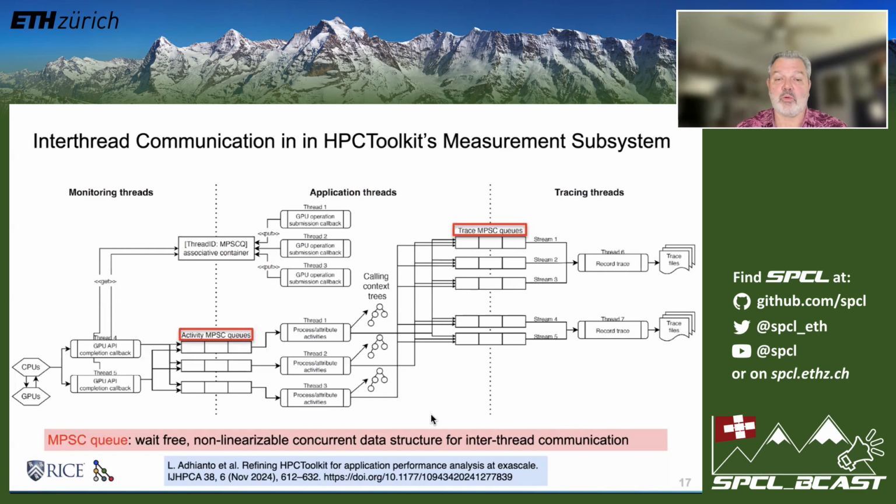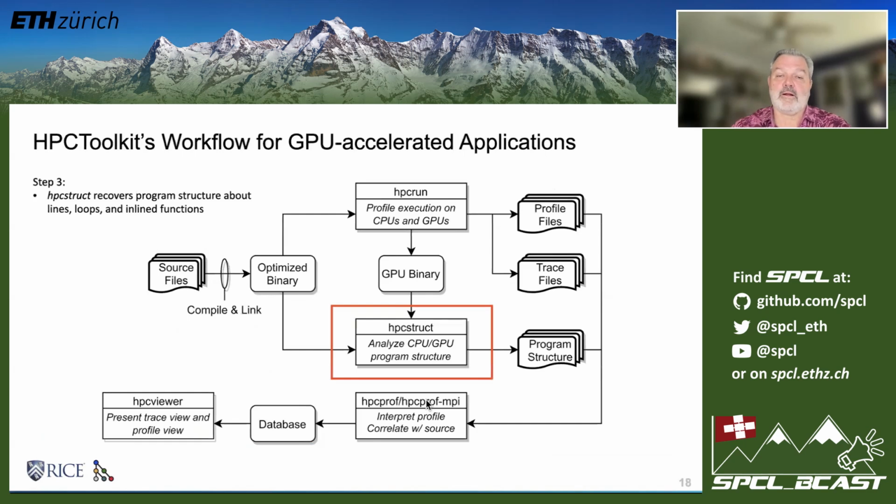This is important because if we were using, say, a locking queue, then we might disturb the execution of the program by locking on data structures inside HPCToolkit. By using highly concurrent data structures, our profiler doesn't get in the way of the execution of the GPU accelerated program. So the second tool in our toolbox is something called HPCstruct.